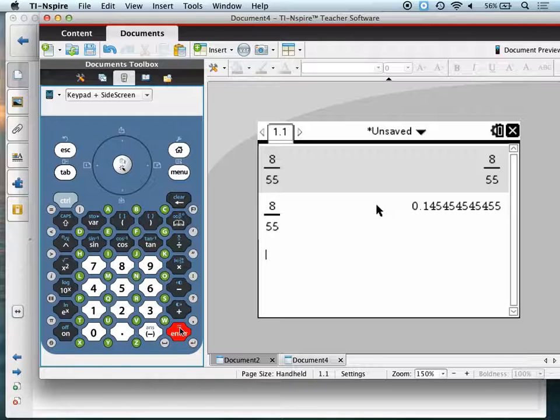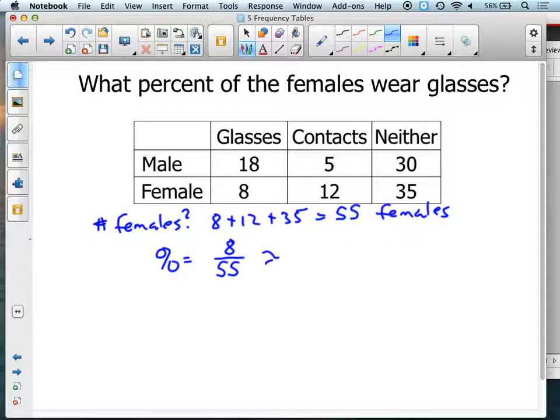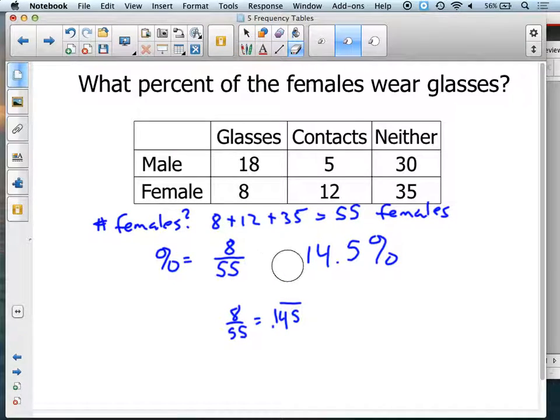So think about this as a decimal now, or as a percentage. To get a percentage, we multiply by 100. But instead of multiplying by 100, let's just move the decimal 2 places. So this is about 14.5%, because 8 divided by 55 is 0.145 repeating. So we move that decimal 2 places. And that symbol was supposed to be an approximate symbol. It's approximately 14.5%.